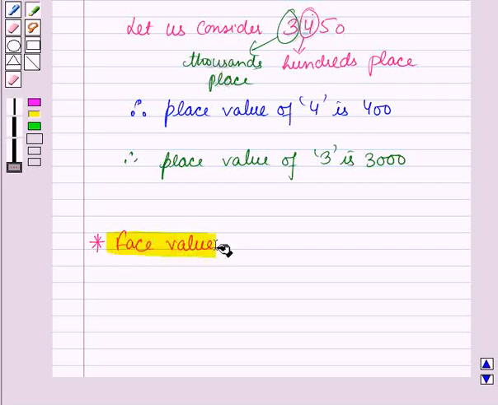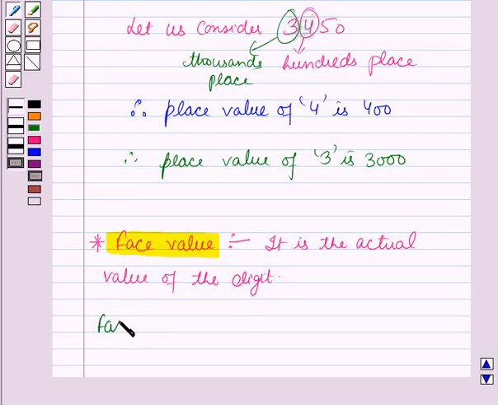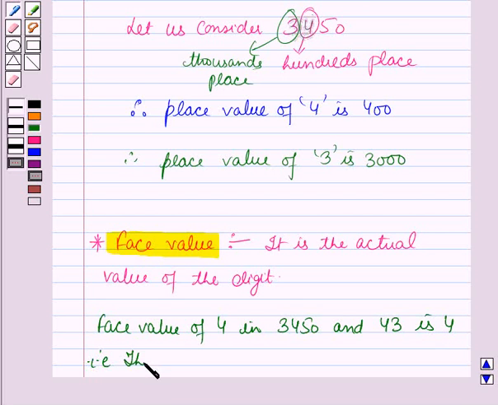Now let us discuss face value. It is the actual value of the digit. The face value of 4 in 3450 and 43 is 4, that is, the face value of a digit does not change.